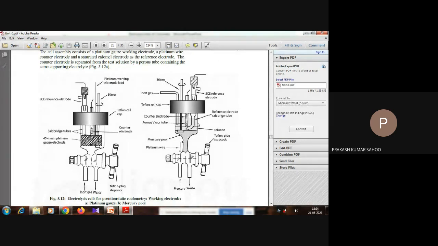And here in mercury, what happened? This is a standard calomel electrode to maintain the constant potential. Then the reference electrode and salt bridge tube. This is also mercury, and this is mercury oxide, HgO. This is the sample solution. This is the plug, mercury waste, platinum wire, mercury pool, porous Vycor tube, counter electrode, Teflon cap, inert gas, stirrer.